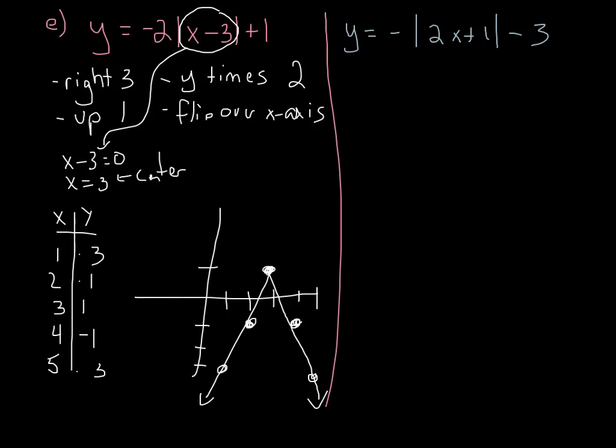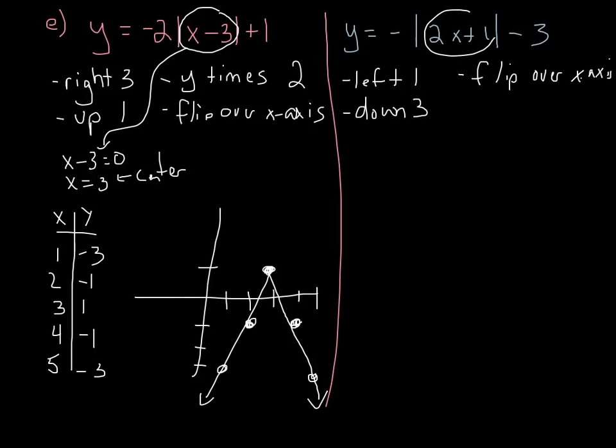Alright, and finally, this is the hardest one I'm giving you. Tell me everything that's happened. Well, let's see here. What's the plus 1 going to do? That means it's going to be shifted left 1. What's the minus 3 going to do? It's going to take us down 3. The negative on the outside will flip us again. How's it going to flip? The same way the last one did. Flip over the x-axis. It's going to face down instead of up.